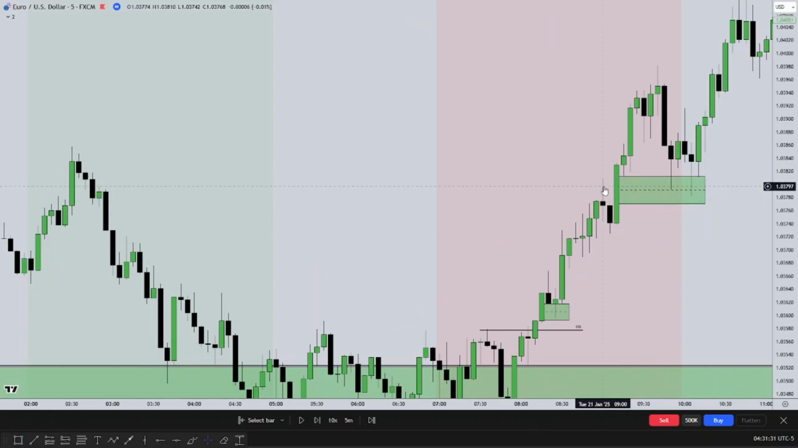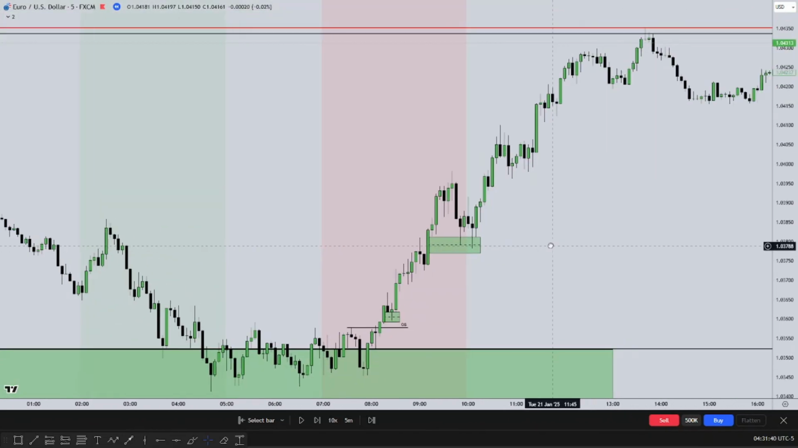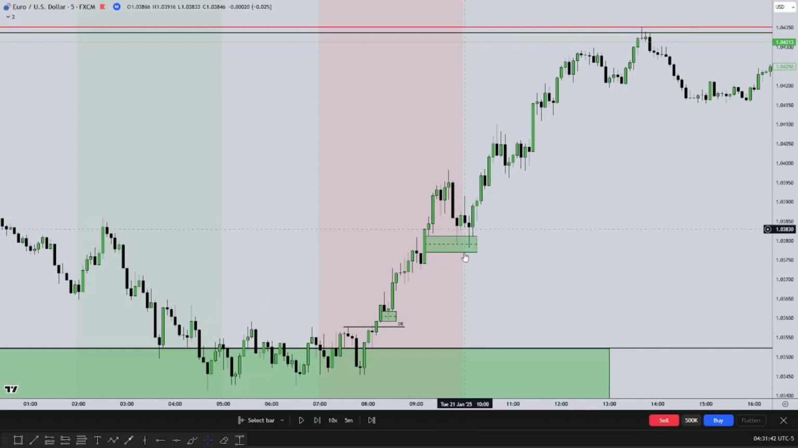Fair value gap, here's the order block, exact area of the fair value gap. I respected the fair value gap, led to higher prices. After this time, you can hold the trade. This is just looking for an entry during this time. You can still hold the trade after the time.